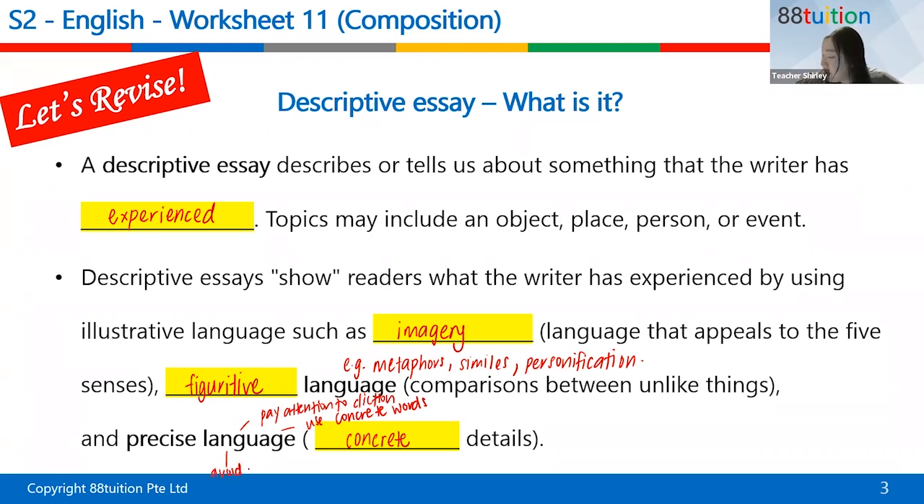Now, another point for precise language, which I just want to highlight a bit more, is to avoid wordiness. Like I say, if you're too wordy, you use too many redundant words, it can become too repetitive and it's not interesting anymore. And also use words with appropriate connotations.